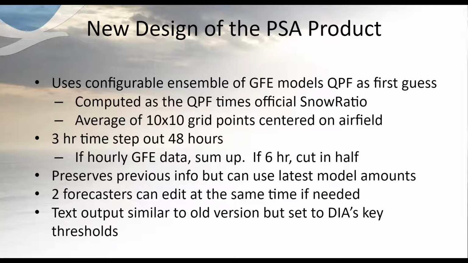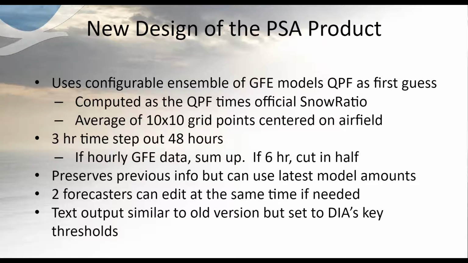We can change the size of the edit area that we use to compute this over. As I mentioned, we do it every 3 hours out to 48 hours. If the GFE data is available hourly, which sometimes it is with the HUR data, we just sum it up there. If it's a 6-hour grid, the code just cuts it directly in half. So that's going to have its own little interesting things with that.